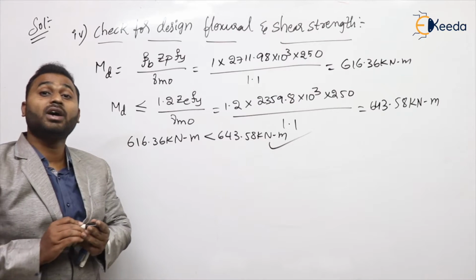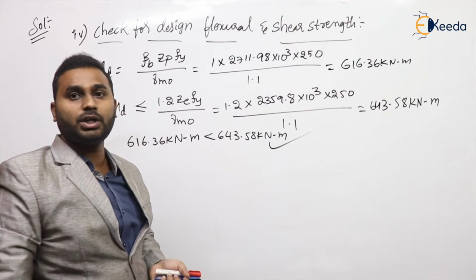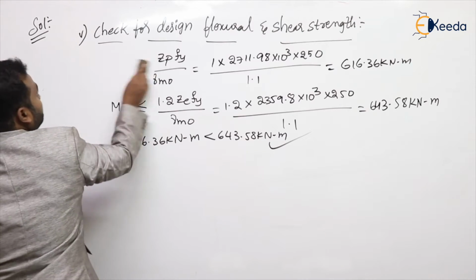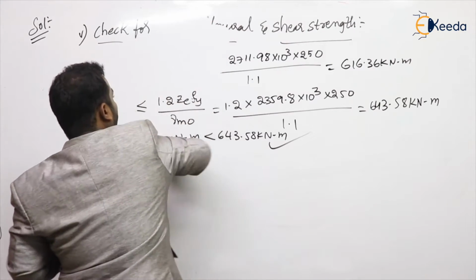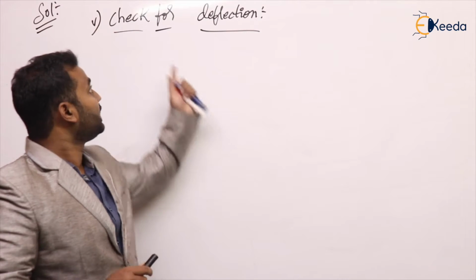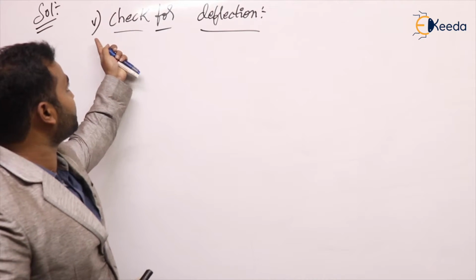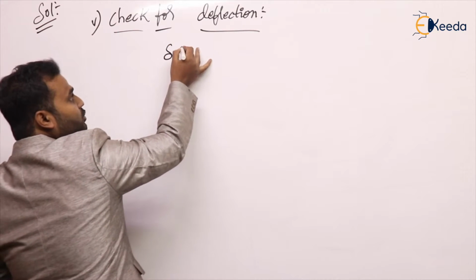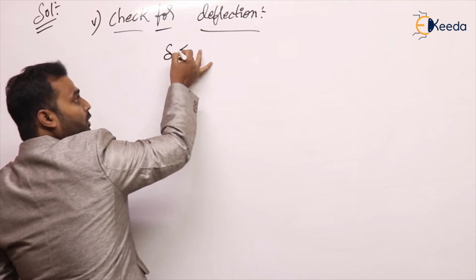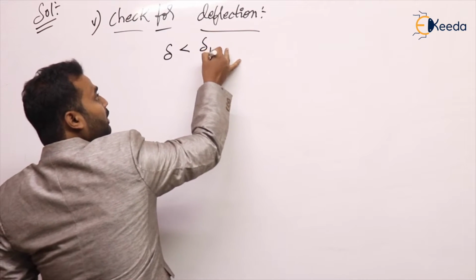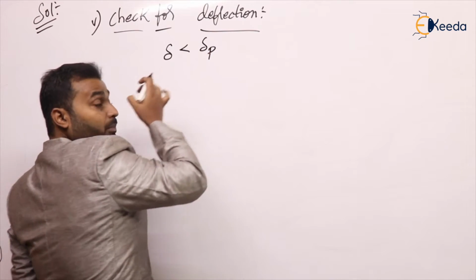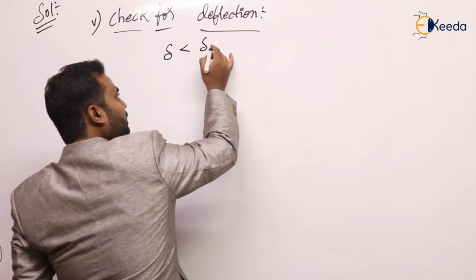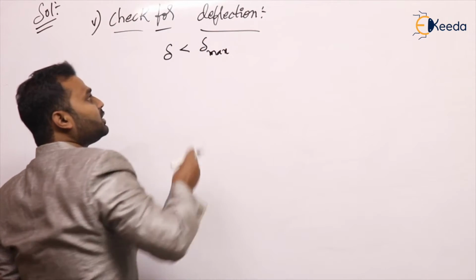Now we need to check for permissible deflections. That is the fifth step: check for deflection. Here, the externally induced deflection should be less than or equal to the permissible deflection mentioned in the code, or you can say delta max.